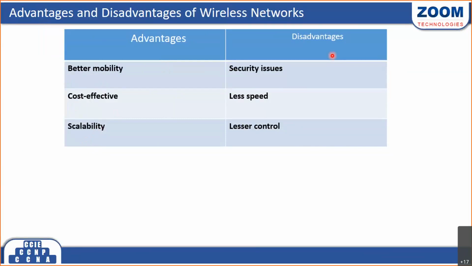When wireless was being developed, they just focused on the wireless technologies only. Nowadays we have secure wireless also, but compared to wired, there are security issues in wireless, less speed. Compared to wired, wireless has less speed and less control of your data.